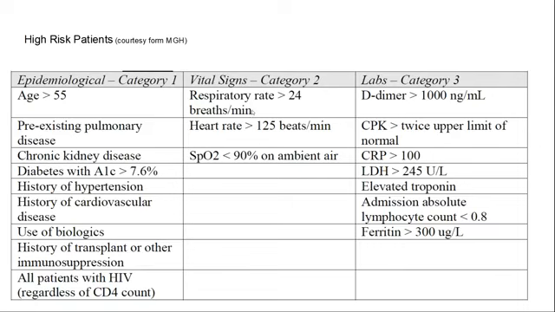And besides that, vitals wise, if you have respiratory rate high, heart rate high, your sats are down, and if you look at the labs, if your D-dimer is very high, if your CPK is high, CRP, LDH, troponin, absolute lymphocyte count less than 0.8, or if ferritin very high. So pretty much what I spoke to you about. So if you have all these biomarkers positive, then you pretty much need to worry about your patient and be watchful, and pretty much take them to ICU.